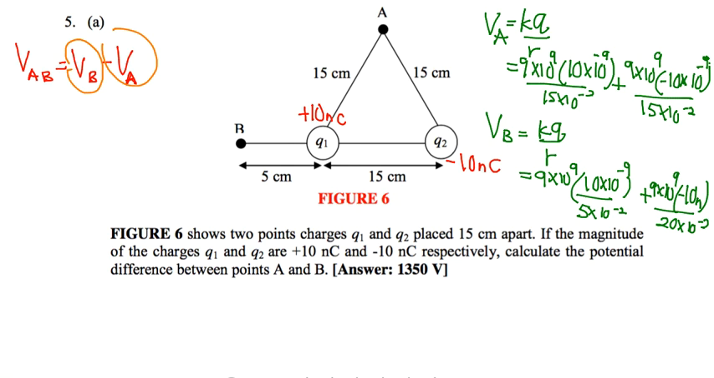Now you can use a calculator to calculate the values of VA and VB. So the answer is negative 1350 volt.